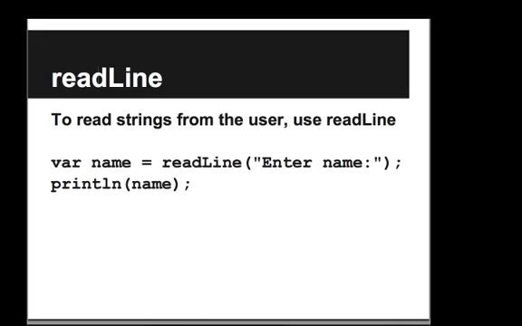We use readLine when we want to read strings of text from the user. So if we wanted to get the user's name, we could use the code below. Their name is equal to readLine and then enter name. And then the value that they enter gets stored in a variable called name.